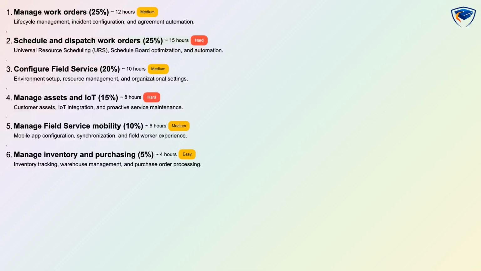This exam covers 6 domains with assigned weights. Manage work orders 25%, schedule and dispatch work orders 25%, configure field service 20%, manage assets and IoT 15%, manage field service mobility 10%, and manage inventory and purchasing 5%.